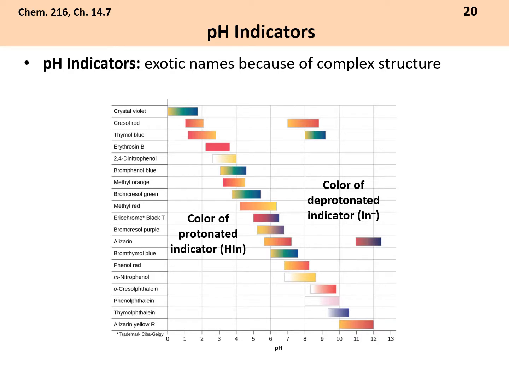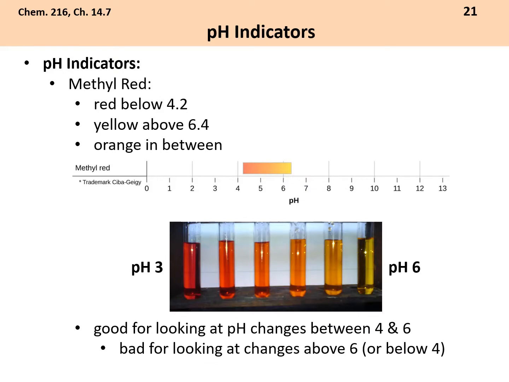They all have unique names because they have very complex structures. But we can see here all these compounds change color based on pH. So under acidic conditions, they may be a different color than under basic conditions. Let's look at one of these, methyl red. Methyl red, if you notice, has this color change between 4 and 6 pH.